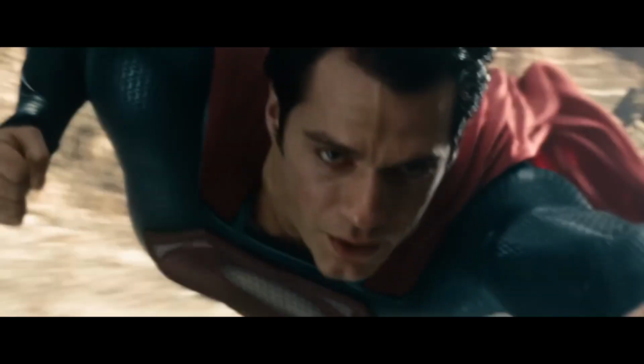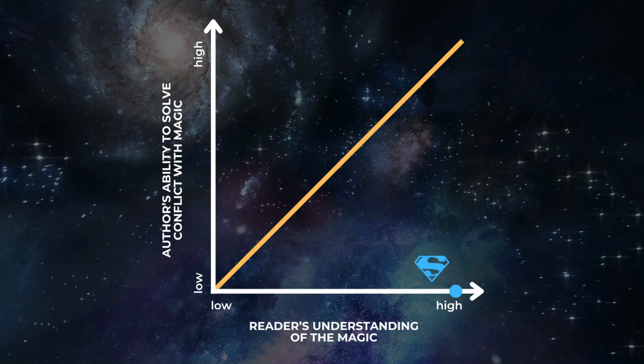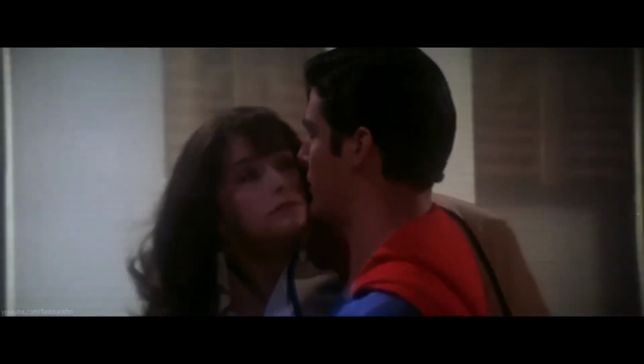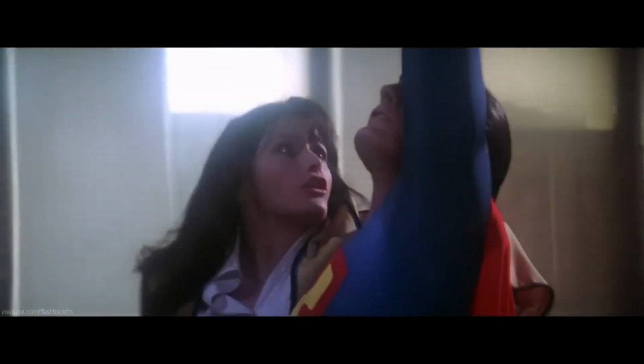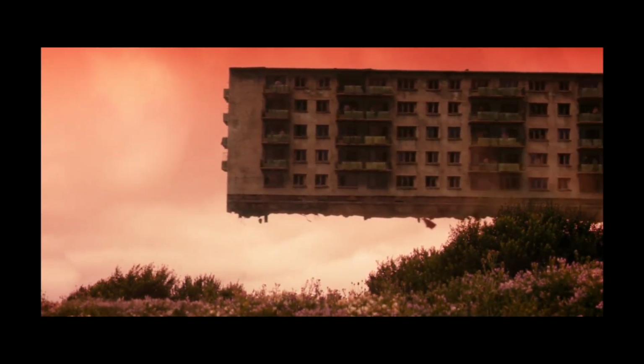Now think of Superman. Yes, his powers aren't magic, but in terms of storytelling, they are a magic system. We have high understanding of Superman's powers. We know what he can do. He can fly, he's strong, invulnerable, shoots lasers out of his eyes, etc. Because we know this, the author's ability to use magic to solve conflicts is also high. So as readers, we have no problems or objections when Superman flies up into the sky to save Lois Lane from falling or when he lifts an entire building above his head.